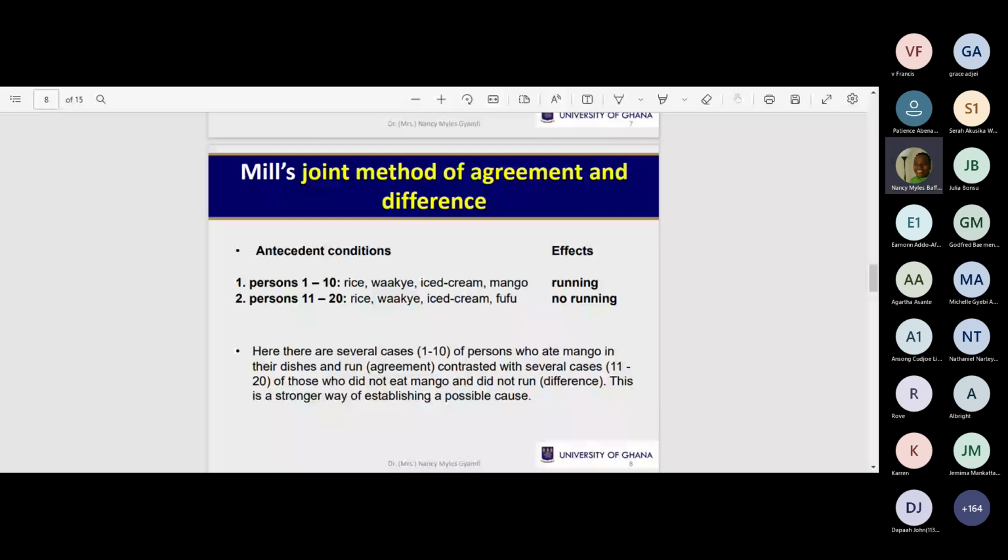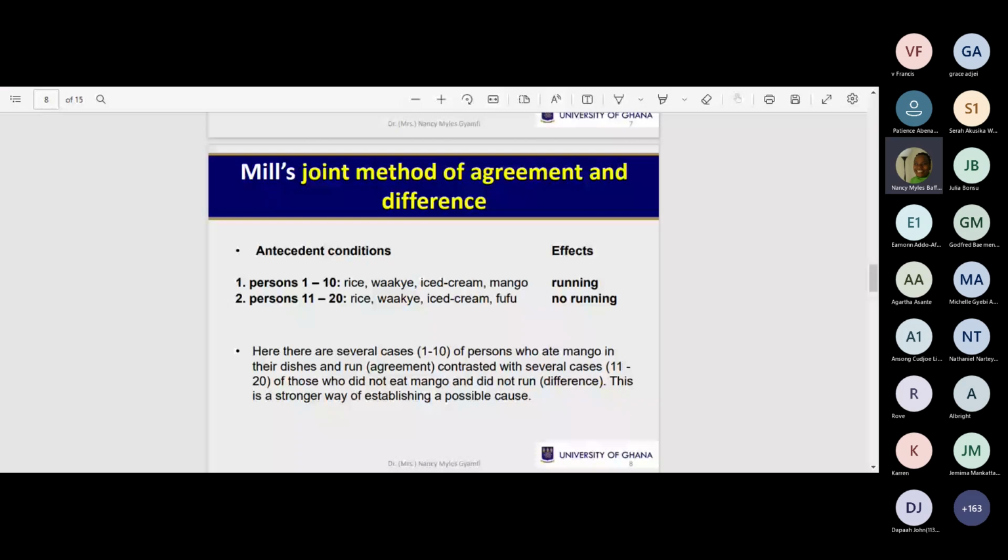The brothers are persons 11 to 20. They also ate the same rice, wachi, and ice cream, but they said, this mango thing. I said, bring us fufu in the sanga. Sanga local, put snails and stuff on it. They ate together in that bowl. The sisters took the juice from one source. Now when they finished, the sisters, persons 1 to 10, are running. I'm explaining the joint method of agreement. The brothers are not running. We can then suspect the mango.